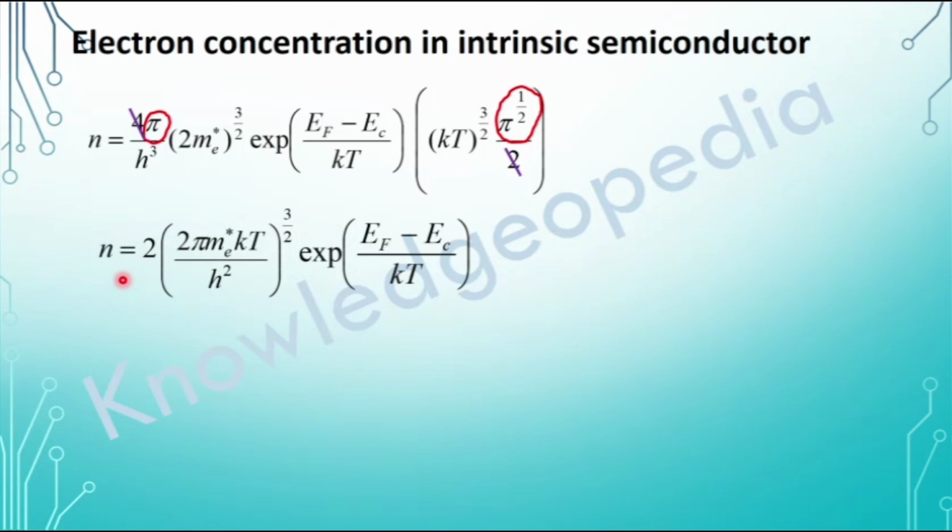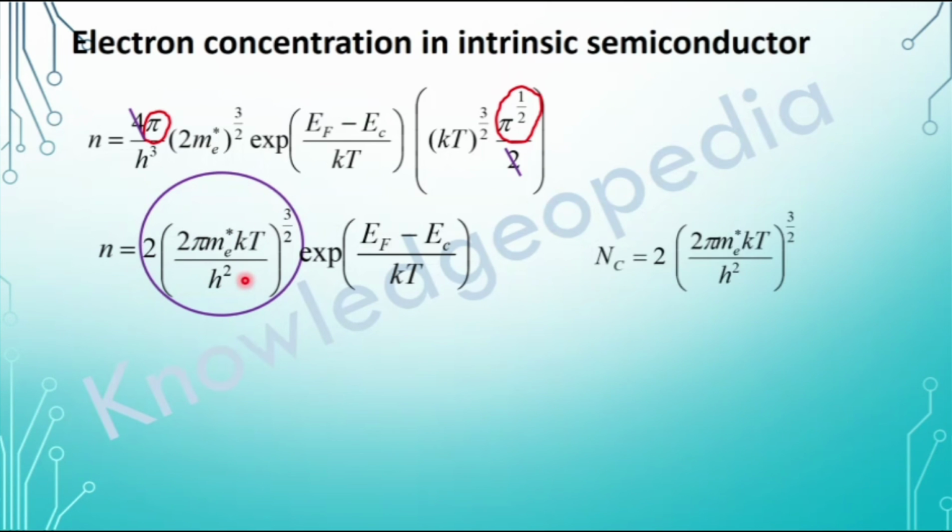Here we will do one more substitution. This term inside the bracket is again a constant, because these are constants. Pi is a constant, m star is the effective mass of electron, k is the Boltzmann constant, T is temperature, h is Planck's constant. So all these are constants, and hence I can take this as a constant Nc, which is equal to this term. And this Nc is known as the effective density of states in the conduction band.